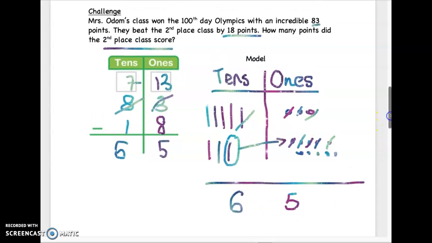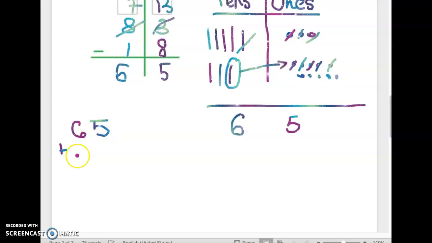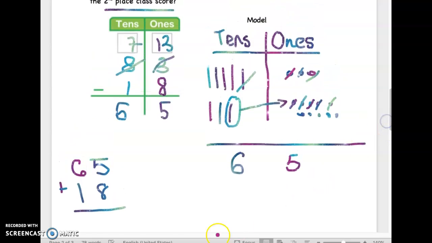You can also use the addition strategy that we saw earlier to check your work again by doing 65 plus 18. And if we did everything correct, we should get 83. So if we do 5 plus 8, we're going to get 13. And 6 plus 1 gives us 8. We get 83. So we got the right answer.